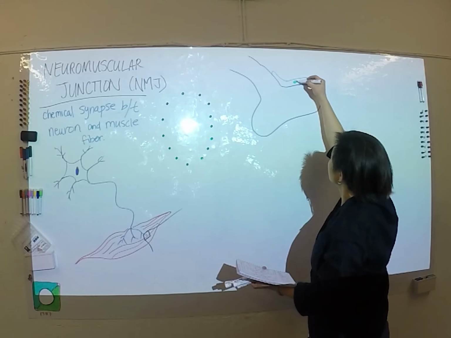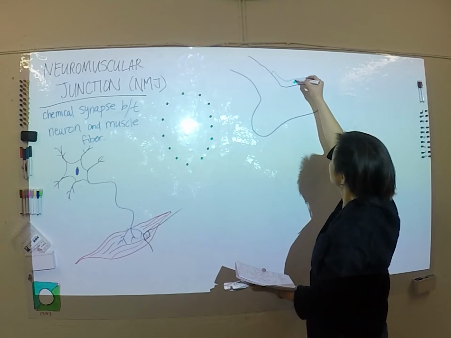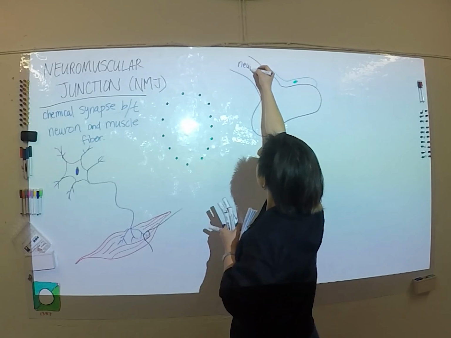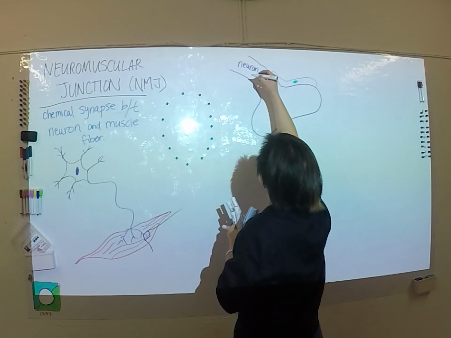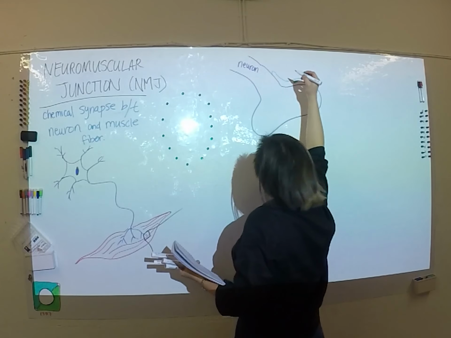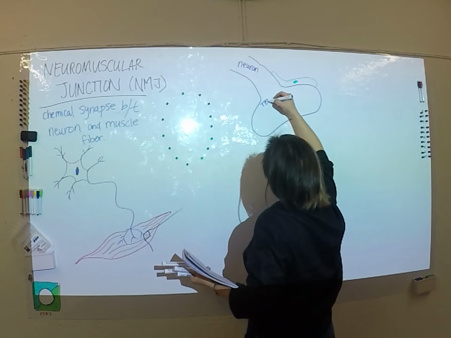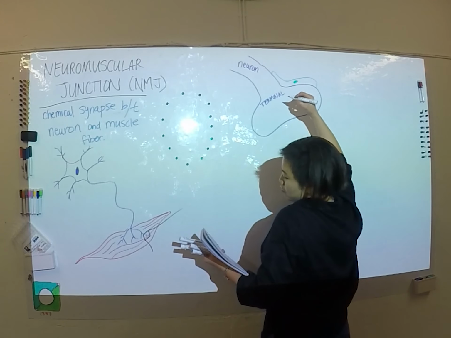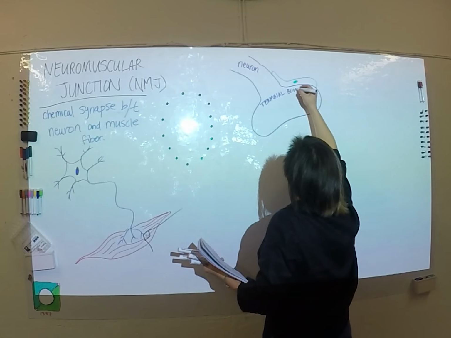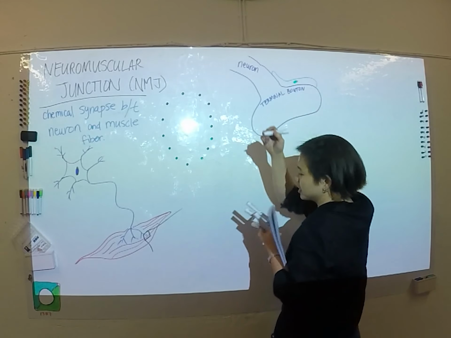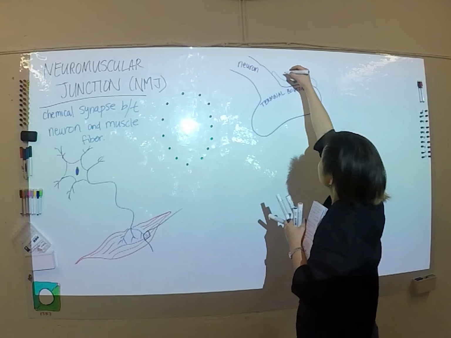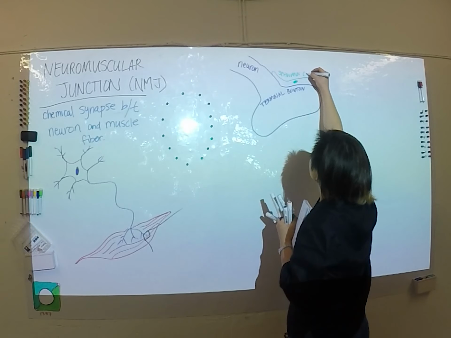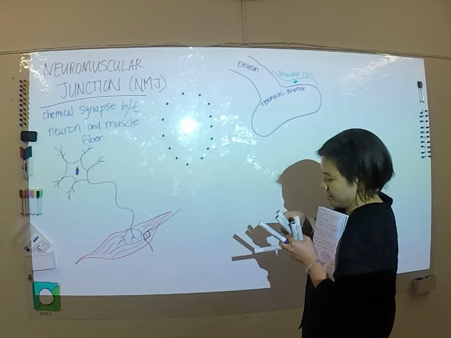junction, there are Schwann cells all the way to the end, right here, on the terminal bouton, okay? So we've got a little Schwann cell here. So this is our neuron, and what we're actually looking at is the terminal bouton. That's what it's called. This is a Schwann cell.